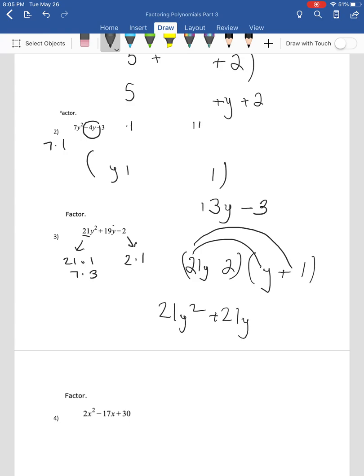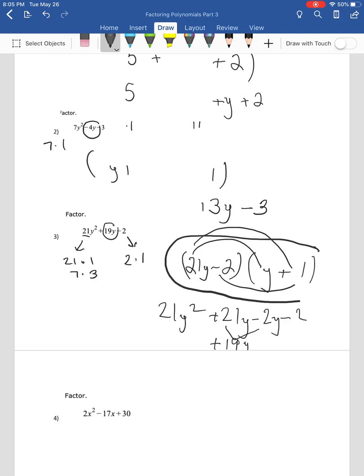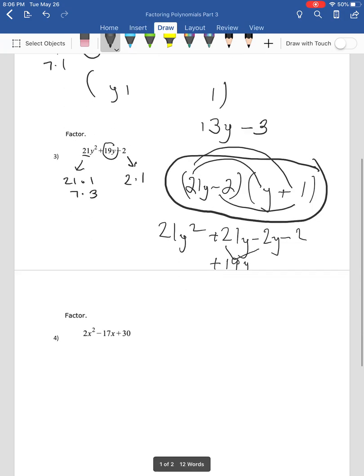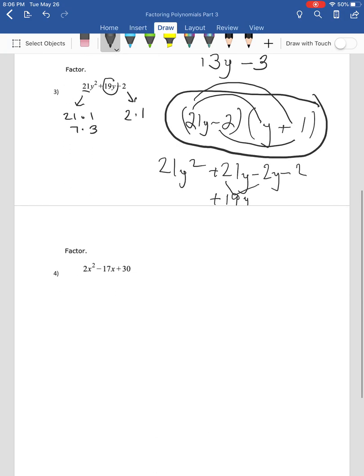Okay, so we need larger numbers in here to make this 19, and we're getting larger numbers. Now if I make this 2 negative, minus 2y, and then minus 2, then the 21y and the negative 2y make that positive 19y that we want. So our answer is going to be 21y minus 2 times y plus 1. Again, trial and error. If you have to write down a few different possibilities and try them all out, that's fine. It's not difficult, it just can be time consuming.